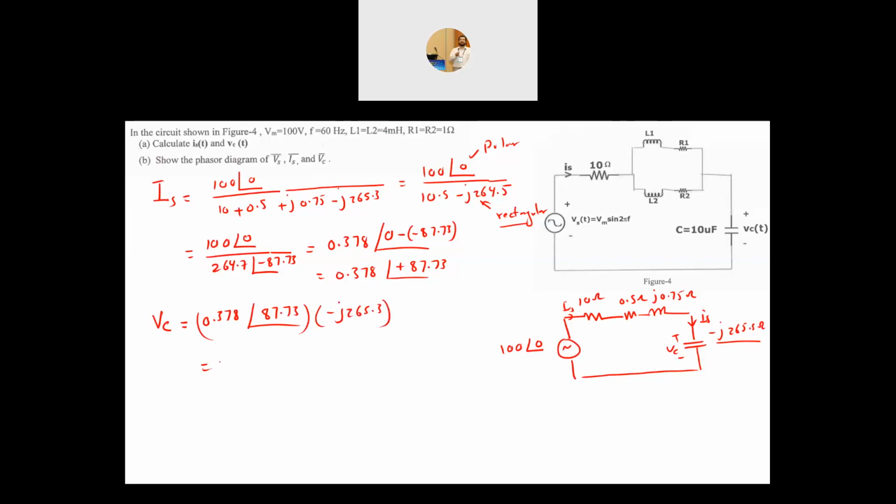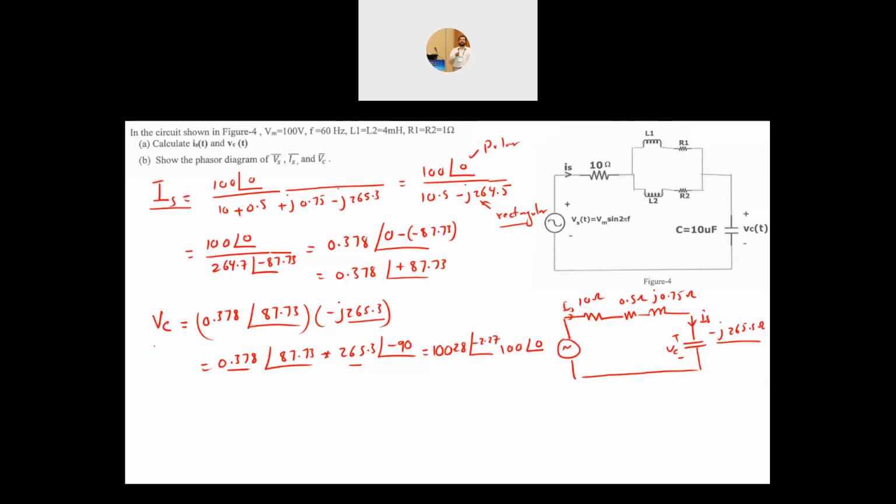Convert this to polar, so 0.378 angle of 87.73. This one, the magnitude is 265.3 and the angle is minus 90. So minus J is minus 90, plus J is plus 90. Multiply the magnitude with the magnitude. So this will give you 100.28 and add the angle. So in the division we subtract, in multiplication we basically add the angle. So this is minus 2.27.